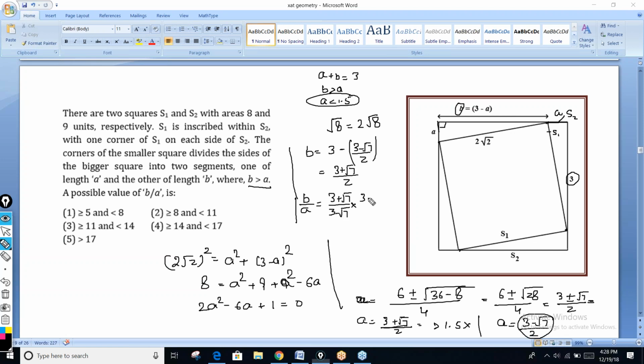So if I multiply with 3 plus root 7, I'll get the ratio, that is a plus b whole square. So 9 plus 7 plus 6 root 7 upon 9 minus 7, that is 2. So 16 plus 6 root 7, that is 8 plus 3 root 7, is the answer. So root 7 will be 2.69.